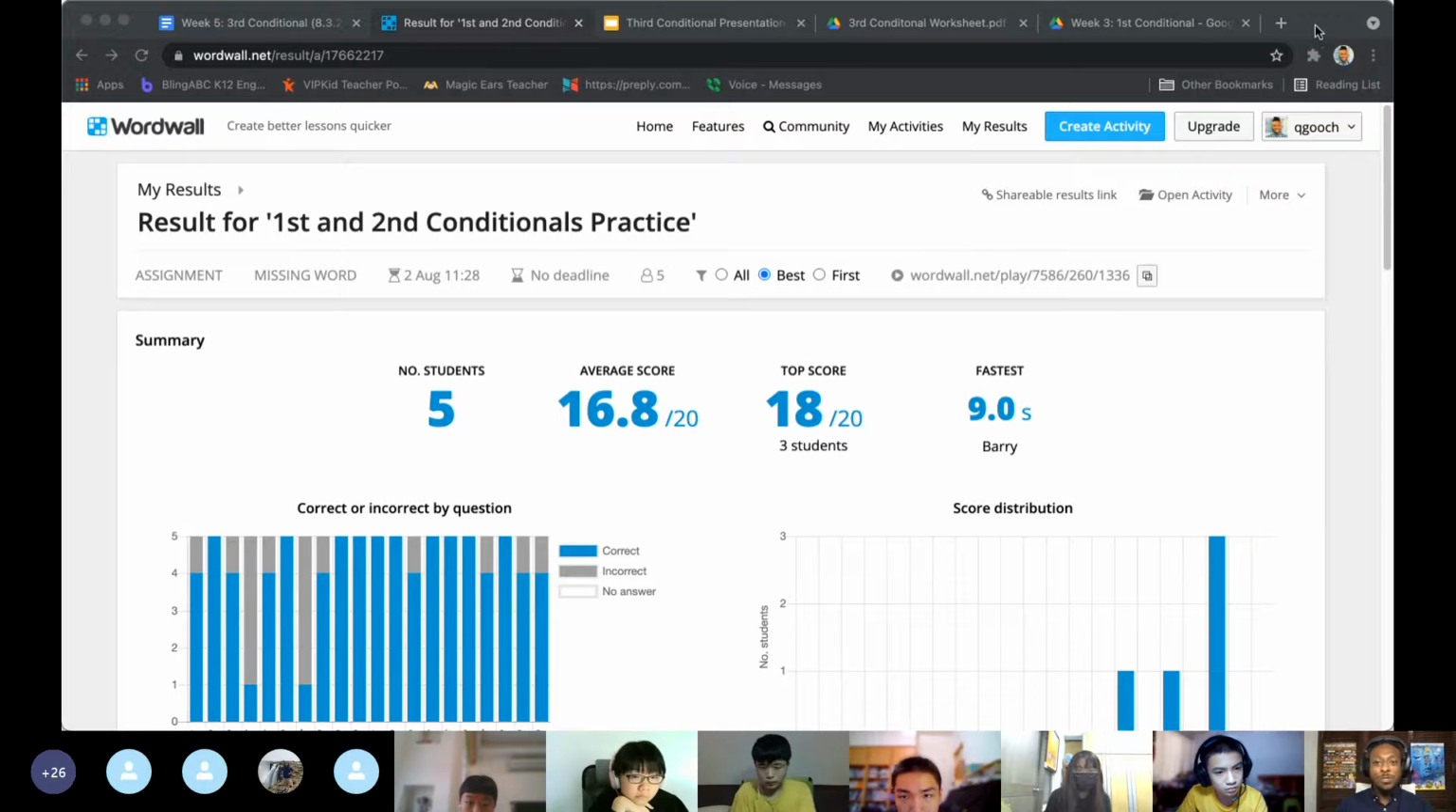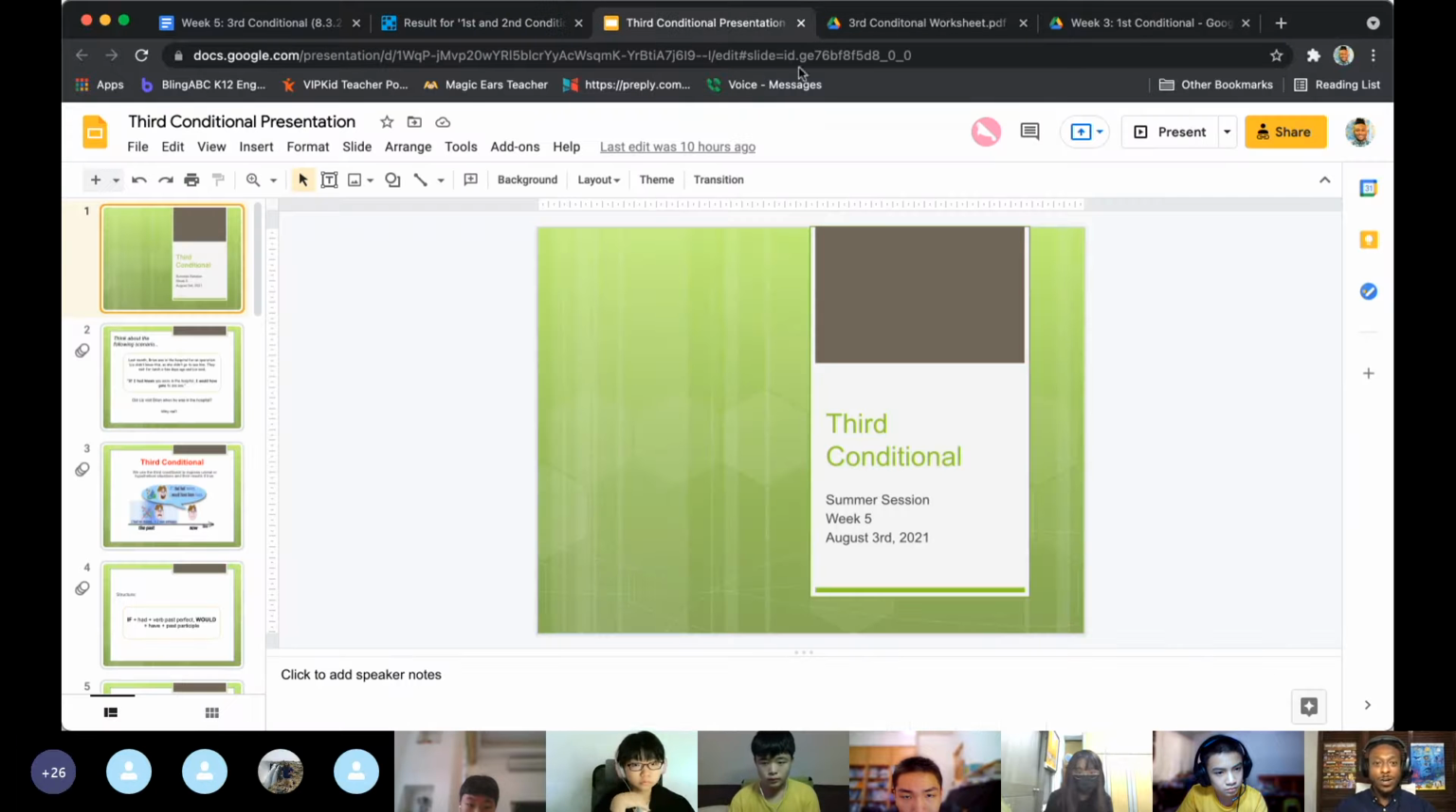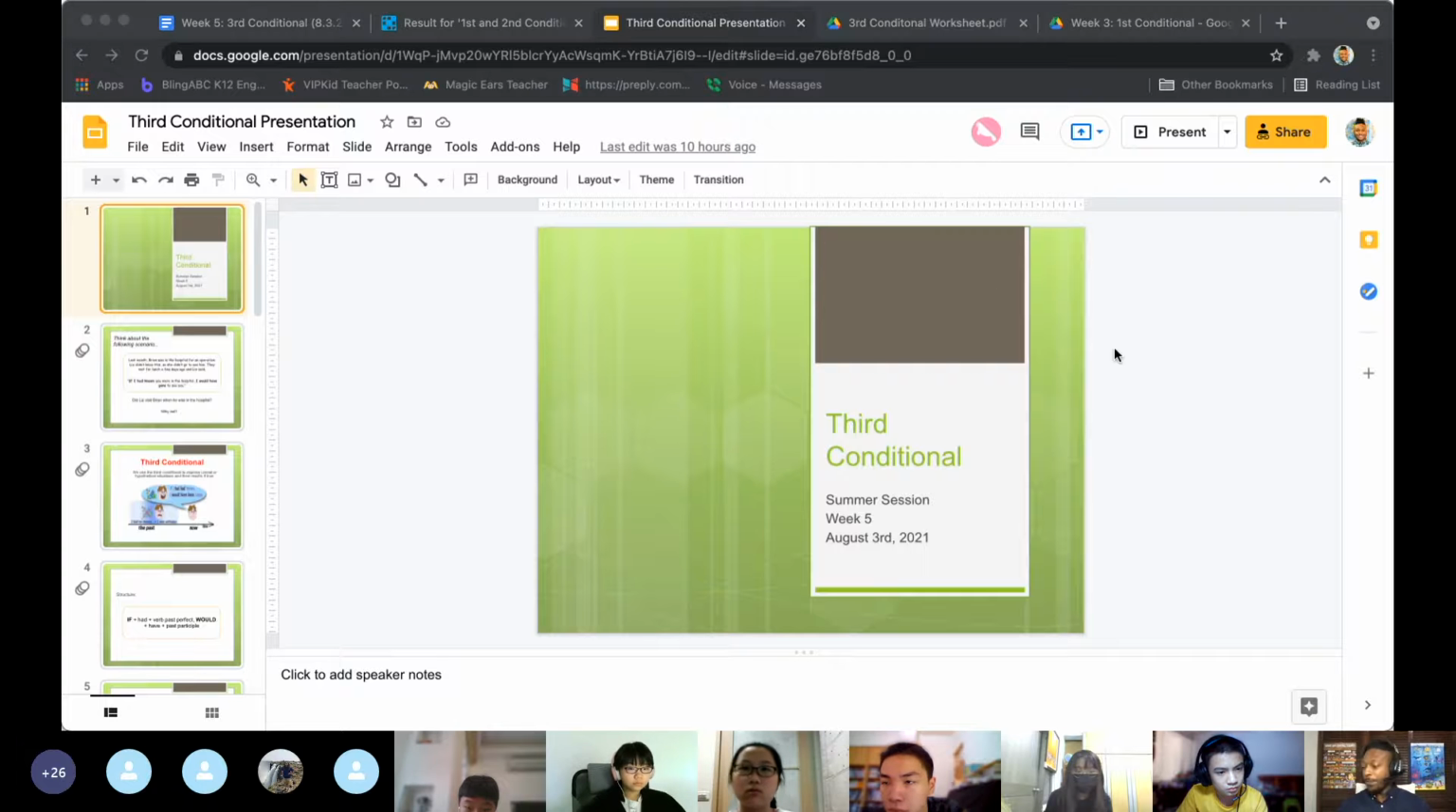Okay, so let's move on now to our lesson today. As I mentioned, we are going to start the third conditional, which is our last one, and then we will start using all of these conditionals for the next few weeks. So what have we learned so far? We started with the zero conditional, and the zero conditional was for facts or things that are always true.